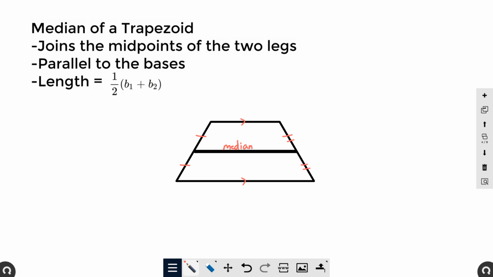Okay. Now, a second fact is that the median is parallel to the bases. So now instead of two parallel lines, we have three parallel lines. Also, the length of the median is 1/2 times (B1 plus B2), where B1 and B2 are your two bases. So you can find the length of it using that formula. So let's do some examples.